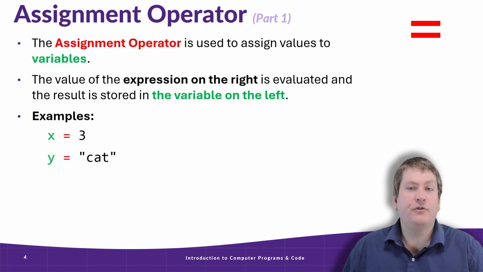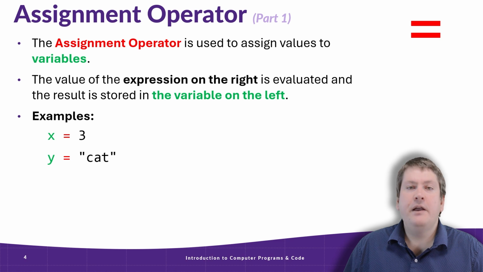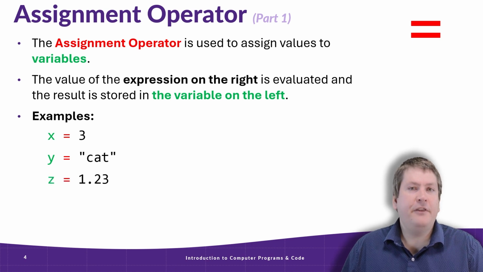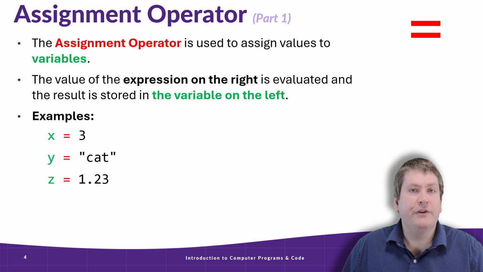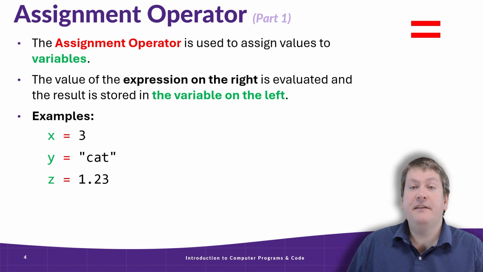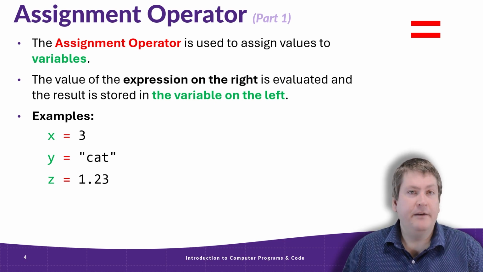In this case, a string, that is a text value, is assigned to the variable y. Assignment is not just limited to integer values, it works for all data types. As another example here is a floating point number. That's a real number with decimal points, and in this case it's being assigned to the variable z.